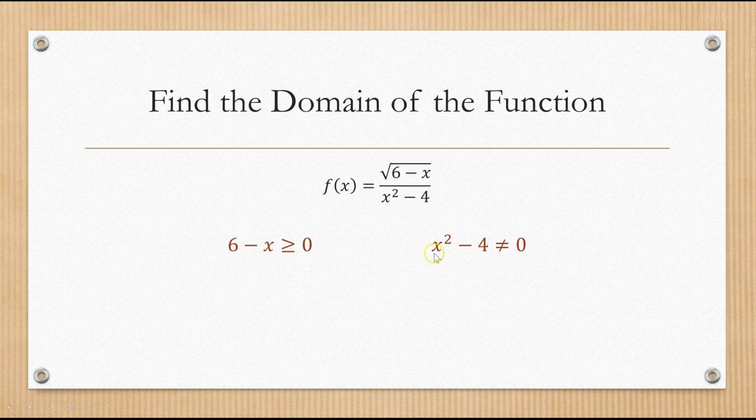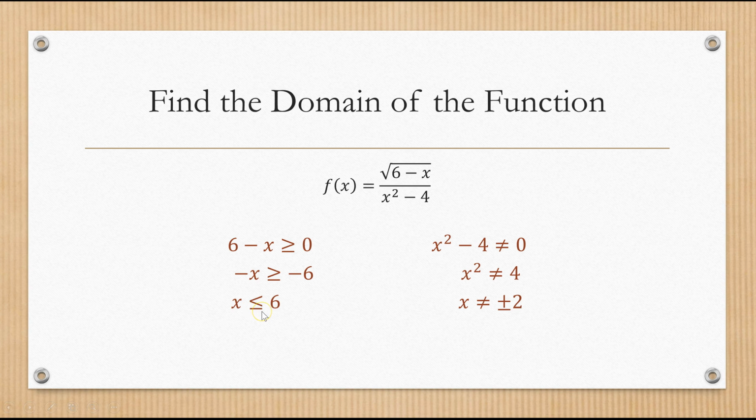Well, I'm going to try to solve both of these at once. I'm going to subtract 6 from both sides over here. That gives me this. I'm going to add 4 to both sides over here. That gives me this. And then if I divide this by -1, I have to remember to flip the sign. And then over here, I'm going to take the plus or minus square root of the other side. So now I have 3 different restrictions on my domain.